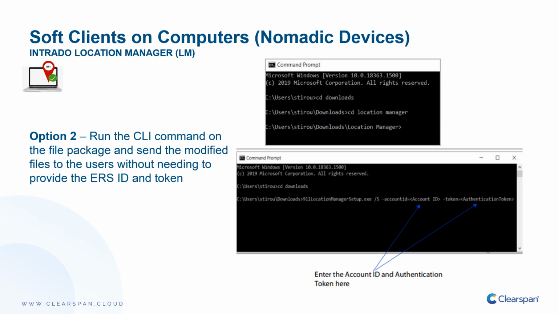The second option requires the administrator to execute a simple CLI command that will provide the account ID and token information into the setup file prior to distribution to the end users. This eliminates the need to provide that information to the end users and for the end users to provide that information during the installation process.